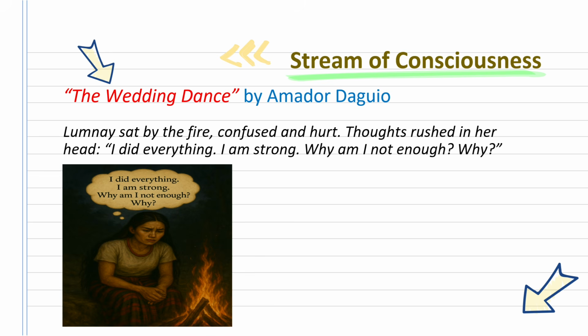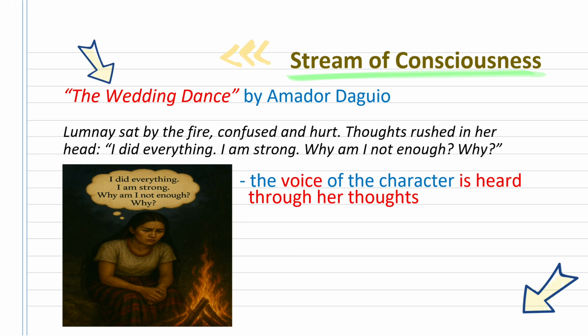Why? So sa stream of consciousness, again, para tayong nakasilip sa isipan ni Lumnay. Hindi maayos ang takbo ng iniisip niya, pero totoo at masakit. Maririnig mo ang boses ng character habang iniisip niya ang mga bagay na hindi niya masabi ng malakas. When stream of consciousness is used by the author, he or she lets us feel the thoughts in the mind of the character. Parang hindi ka lang nagbabasa. Parang nararamdaman mo rin ang iniisip ng character.